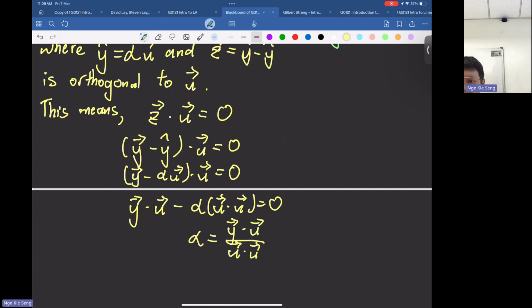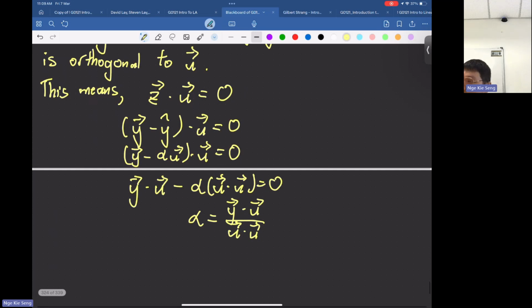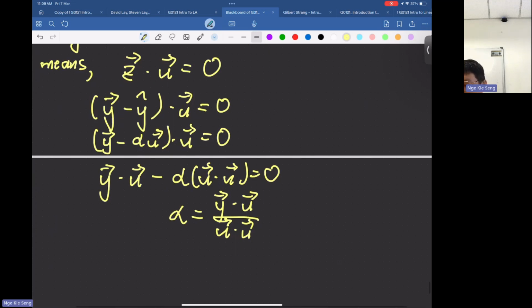So can you see something here? Alpha actually is equal to y dot u over u dot u. Similar to the form that we saw just now, right? Every scalar is coming from where? You take your vector dot with your basis and then divide by the square of the length of your basis.